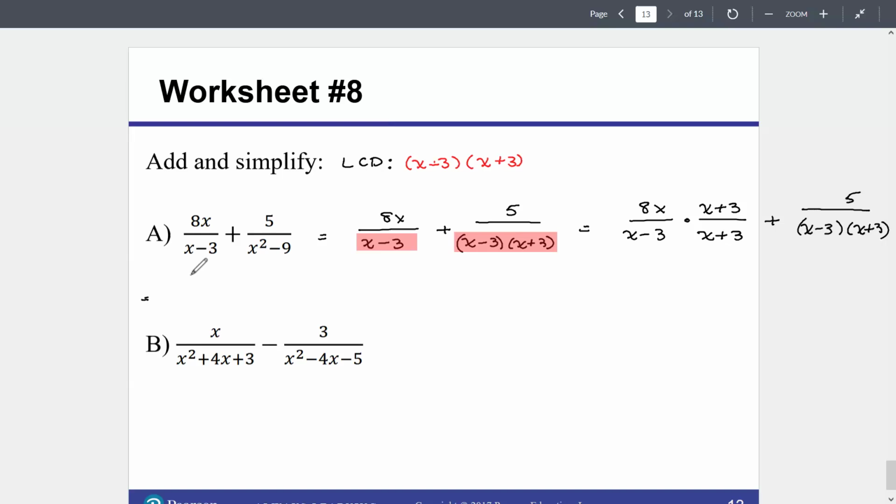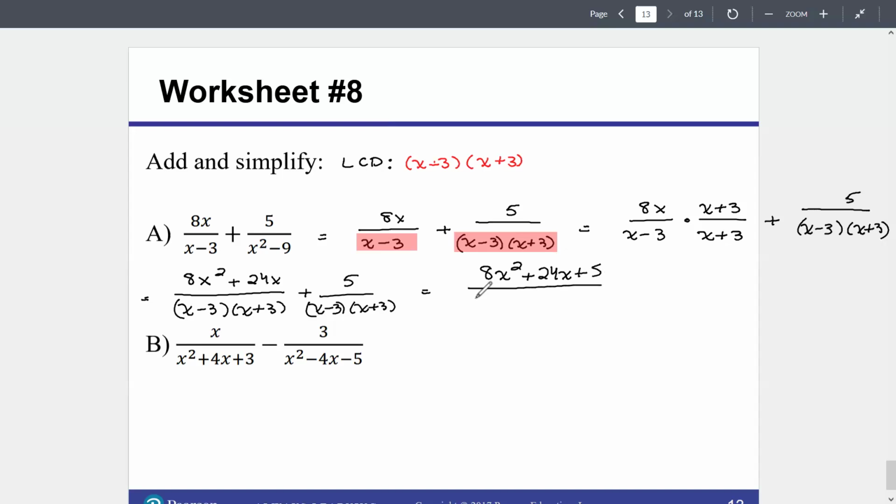Now, if I do that, I'm going to end up with 8x squared plus 24x over (x minus 3)(x plus 3). And that is going to be added to 5x minus 3, x plus 3. So we're going to end up with 8x squared plus 24x plus 5 over (x minus 3)(x plus 3).